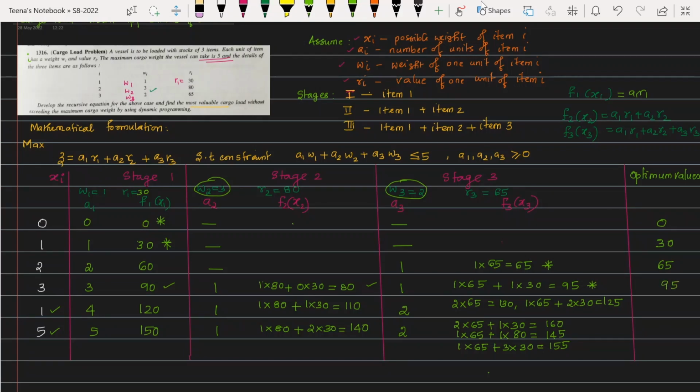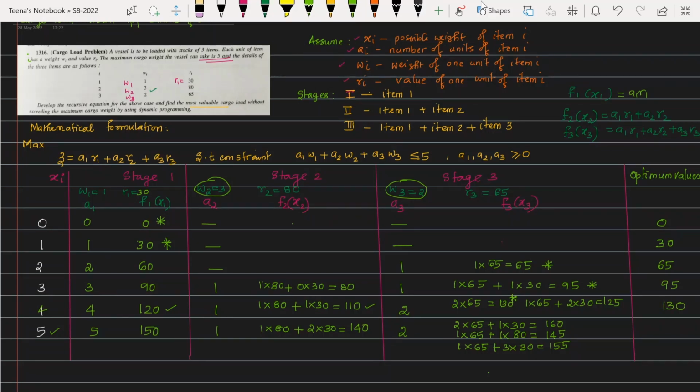Now when it comes to xi equal to 4, we have to compare 120, 110, 130 and 125. There are 4 values to be compared. So this 130 is the optimum value. 130 is the maximum value. So we consider this 130, and that 130 is written as the optimum value.